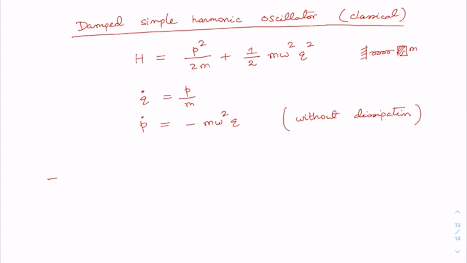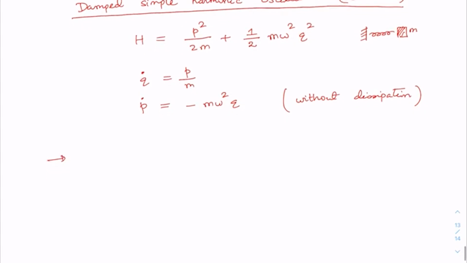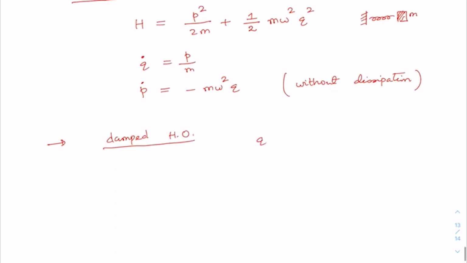Now say the harmonic oscillator is damped; it can be taken into account by the following prescription. So let us consider a damped harmonic oscillator. In this case, we can take this into account this way. So q dot is equal to p by m, and we can write p dot is equal to minus m omega square q, and now I will add another term, minus gamma p. Gamma is the decay rate.